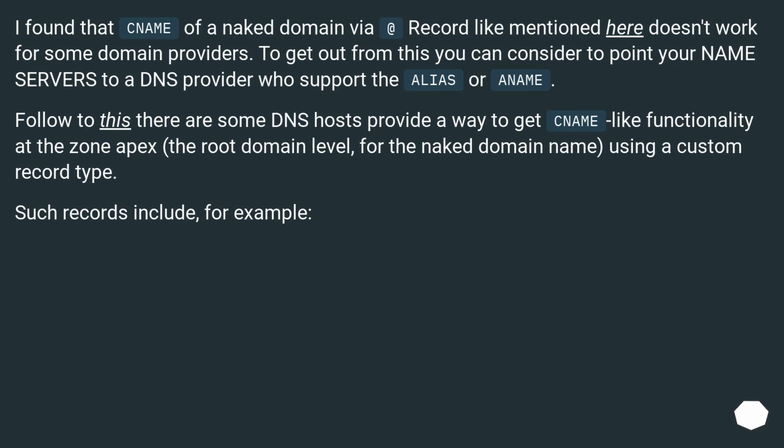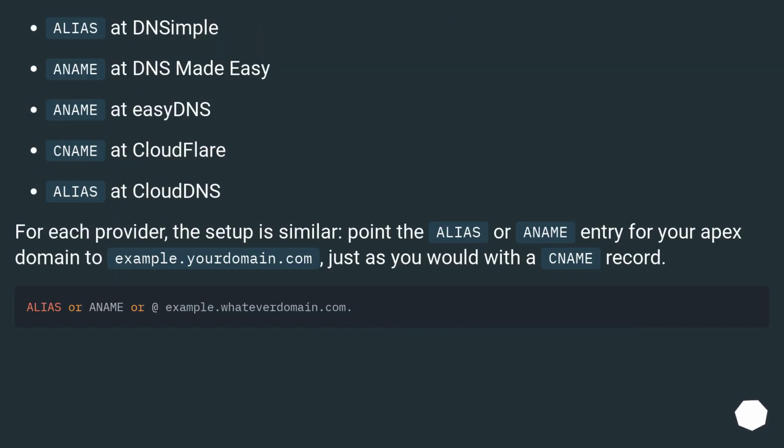Such records include, for example, ALIAS at DNSimple, ANAME at DNS Made Easy, ANAME at EasyDNS, CNAME at Cloudflare, ALIAS at ClouDNS. For each provider, the setup is similar. Point the ALIAS or ANAME entry for your apex domain to example.yourdomain.com, just as you would with a CNAME record.